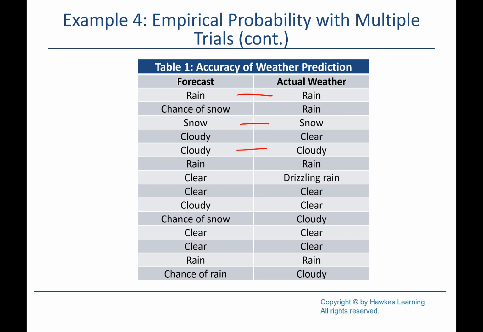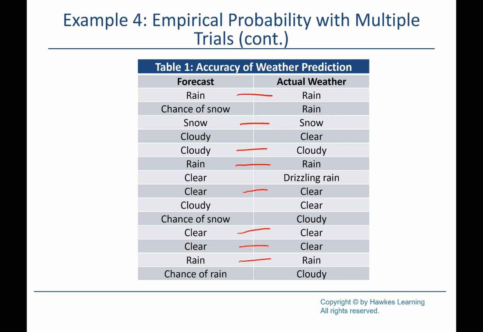Then we got cloudy, cloudy, so that one was right. Then rain, rain, so that one matches. Then we got clear and some drizzling rain, so that didn't match. Clear, clear matched. Cloudy, clear doesn't match. Chance of snow and cloudy, I don't really know how to count that one. I guess since she didn't say chance of snow was her actual weather, we'll leave it out. Clear, clear will count. Another clear, clear will count. Rain, rain will count. Chance of rain and cloudy, guess we won't count that one. We'll just do the ones that match exactly.